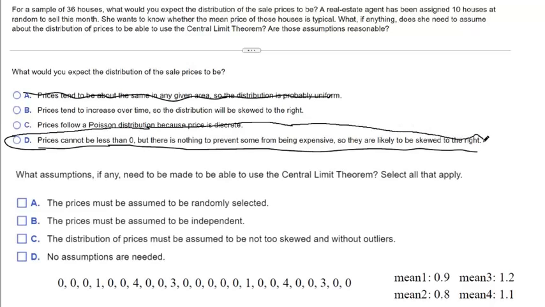Discrete means countable, like you have 5 deer accidents, 10 deer accidents, or 3 deer accidents on a day. That's a discrete variable. Price is continuous because there's almost an infinite number of different prices you could have. So A is not always true, which is why I ruled that out. B, prices tend to increase over time, so the distribution will be skewed to the right.